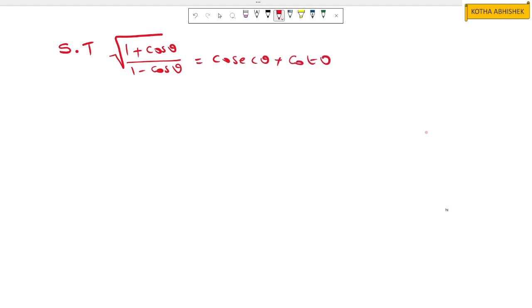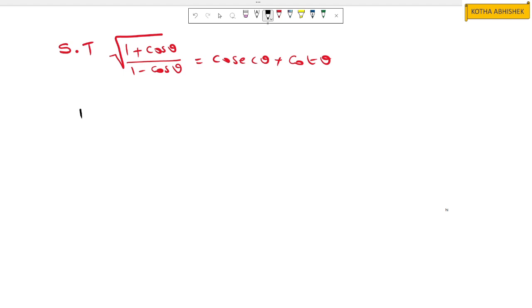We show that under root 1 plus cos theta divided by 1 minus cos theta equals cosec theta plus cot theta. A maximum number of times they ask the same kind of question in the final exams. So let us check how to solve this one. We have under root 1 plus cos theta by 1 minus cos theta. We need to show that it is equal to cosec theta plus cot theta, right?